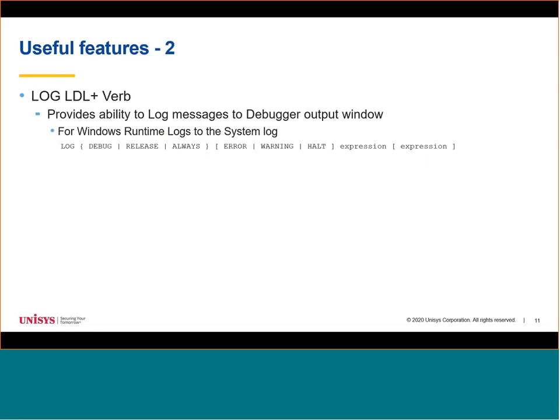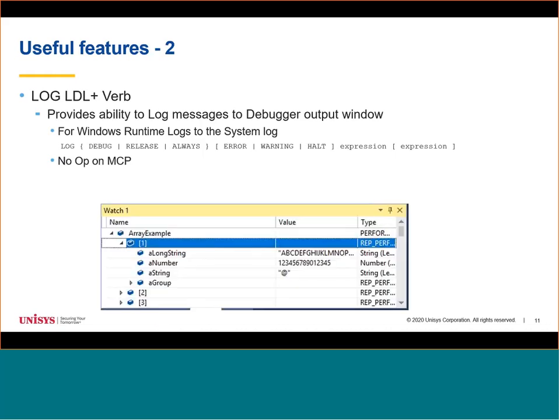If you're using this in the debugger and deploying to the MCP environment, then it's a no operation on MCP. It doesn't actually cause anything to get generated, so it won't affect the MCP runtime, but it does allow you to leave that command in there. You don't have to worry about it if you're targeting both Windows and MCP, or if you're just wanting to use it for debugger purposes, it's quite fine to do that. Okay.